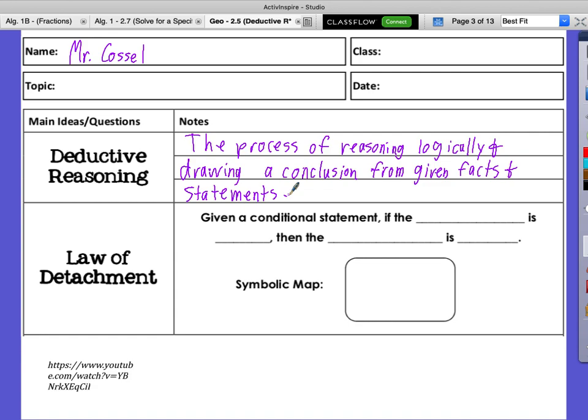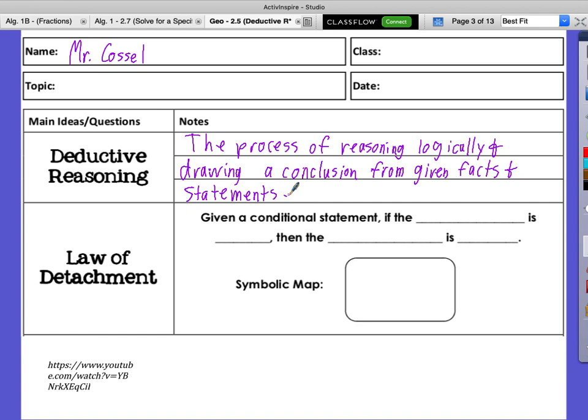What am I going to ask you to do? Put it down further. You're very smart. Thank you. Appreciate you doing that. Okay, the process of reasoning logically and drawing a conclusion from given facts and statements. We're saying based on what we have, what can we deduce or come up with? What conclusion can we have from what we're given?